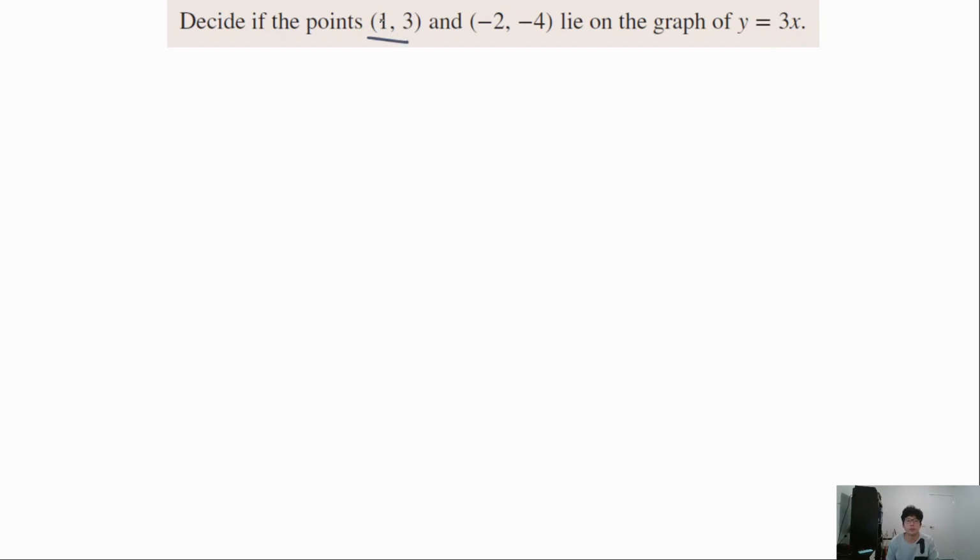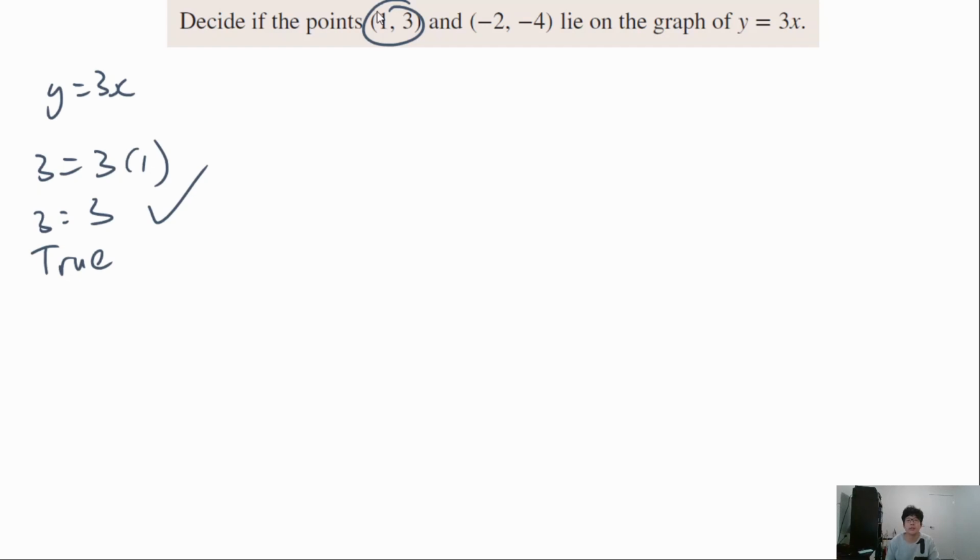So I'm going to substitute 1 into x, remember x comes first, and 3 into y. So y goes on the left. I'll just write the equation again up here. y is 3 in this case, and x is 1. So that is saying 3 equals 3 times 1. So 3 equals 3, and that is true. That means the point (1, 3) does in fact lie on the graph of y equals 3x. So the answer to this one would be true.